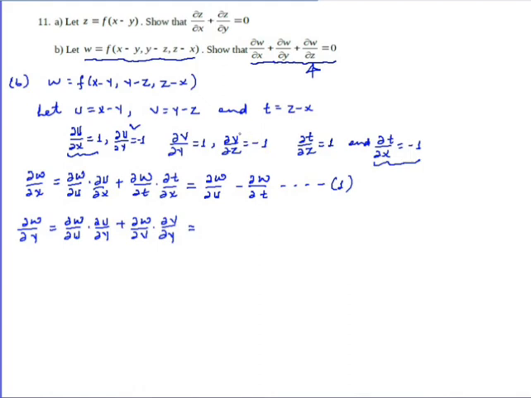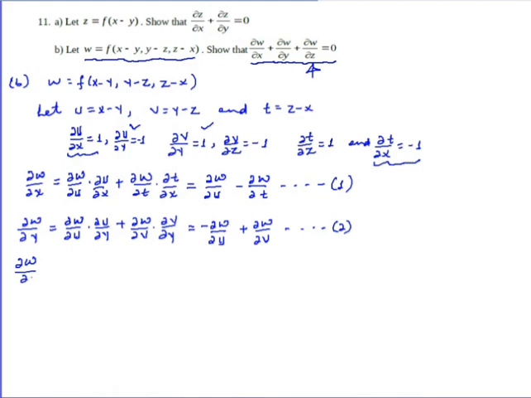The other thing, v with respect to y, is positive 1. So we substitute these values here, and this becomes the negative of the partial derivative of w with respect to u plus the partial derivative of w with respect to v. Say this is equation 2.